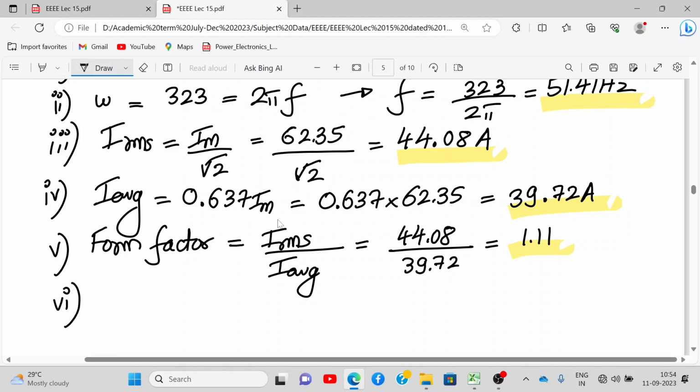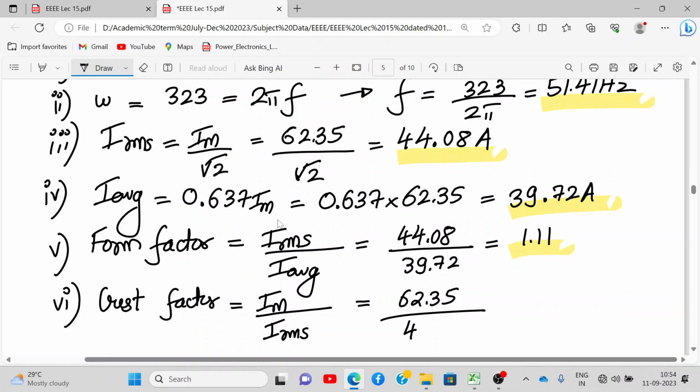And the last one is crest factor. What is the formula? Maximum value upon RMS value. Maximum value is 62.35 divided by RMS value is 44.08, and this is 1.414. Please check. That's correct. You see how simple the numerical has become. Earlier the average value you needed to calculate, now we are directly using the formula. Got it?